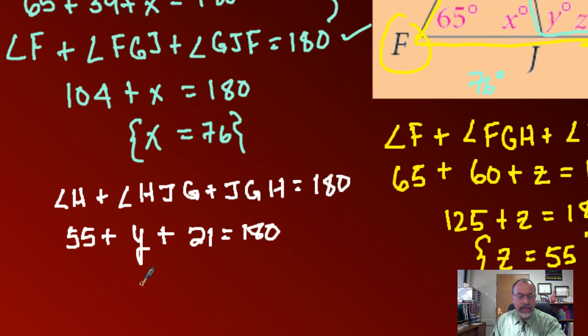Then I can go ahead and simplify. So I've got 76 on this side, plus y is equal to 180. Excuse me for that pause, I was looking at something else. So y is equal to 104.